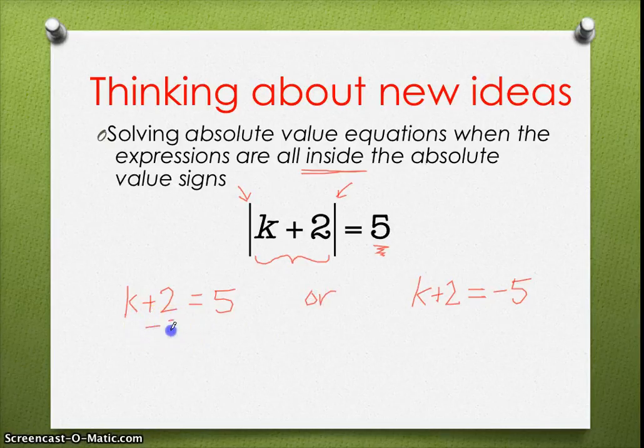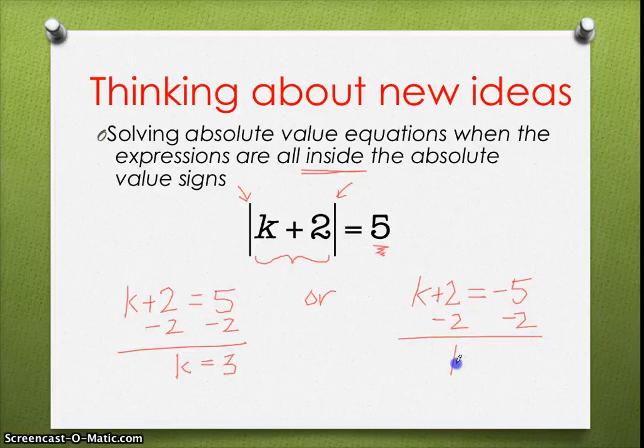And once we have these two equations, we can go ahead and just solve them by applying inverse operations. So let's subtract 2 from both sides. So we have k equals 3. And on the other equation, we also subtract 2 from both sides, and we get k equals -7. So what you notice is that we have two answers. The value k in this expression can be either the integer 3 or the integer -7.